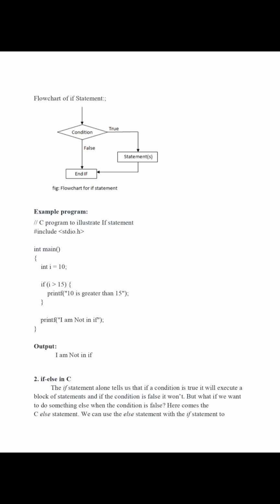#include <stdio.h> is a header file used in C language. int main is the main function with return type. int is a data type, i is a variable and 10 is a value, with a semicolon. If i greater than 15, printf "10 is greater than 15". In the else block, printf "I am not in if". The condition in the if statement is false, so it prints "I am not in if".